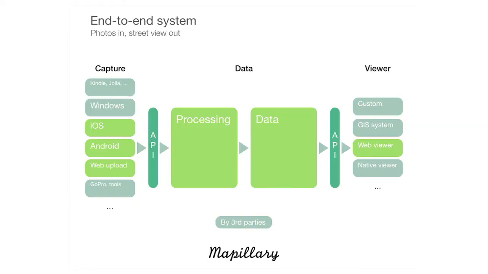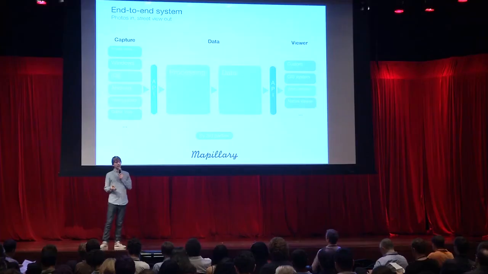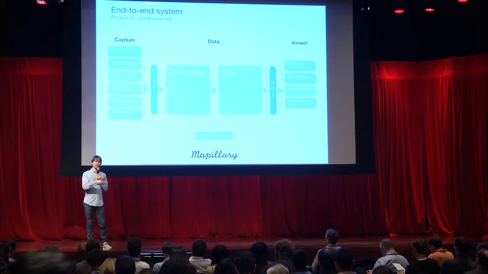There's a community member who built a Windows Phone app. It's better than our own apps, I think. There's Amazon Kindle. There are people using GoPros. And you can use basically any data source that we can handle in the back end. The same way, you can build your own viewers. You can put this in a professional GIS system. You can put it natively on your device, whatever device that might be.